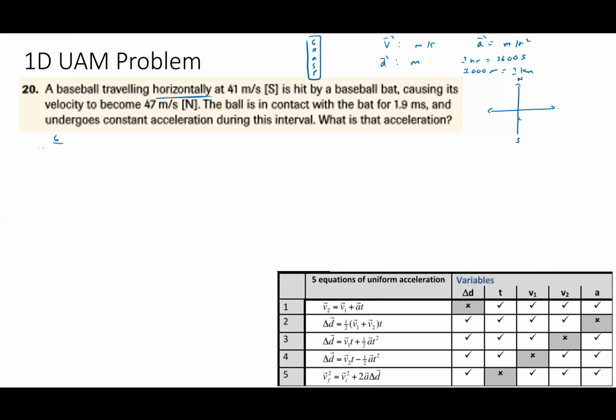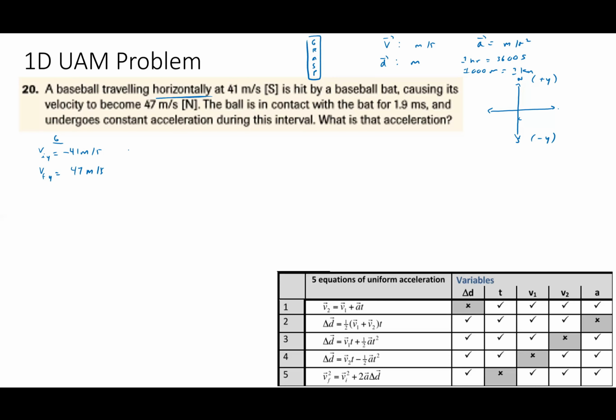So we're given that the initial velocity of the baseball, call it VI,y, is 41 meters per second. Because it's south, I'm going to say that north is positive y and south is negative y. You don't have to do it this way, but I conventionally like to look at up as positive and down as negative. So the initial velocity is negative 41 meters per second. It is hit by a baseball bat, causing its velocity to be, this is your final velocity, 47 meters per second north. You don't have to write the direction.